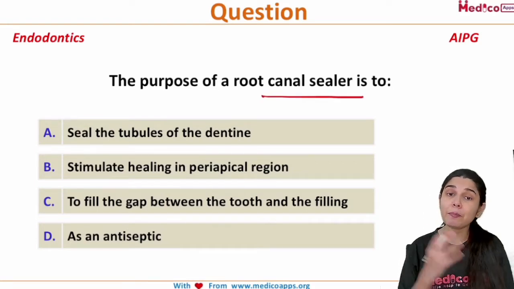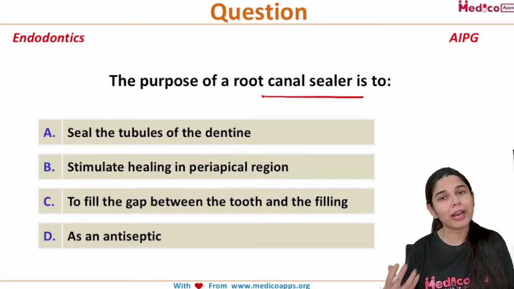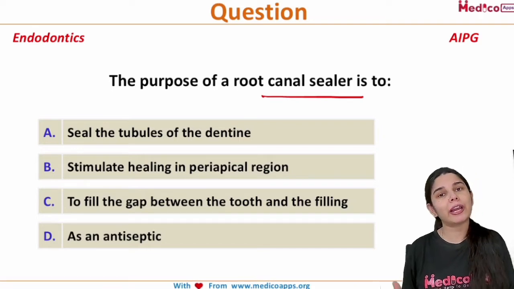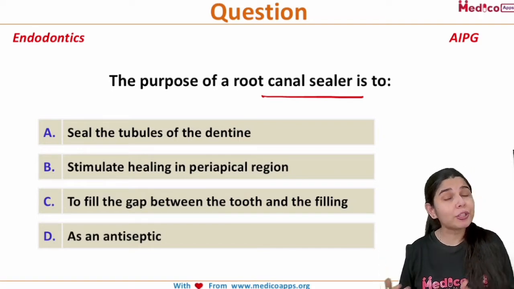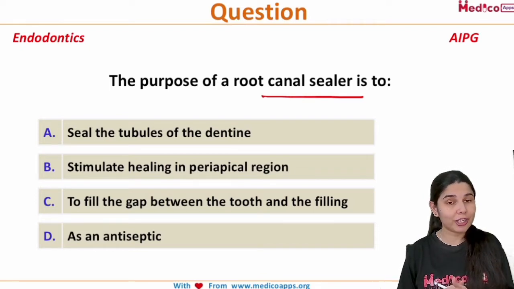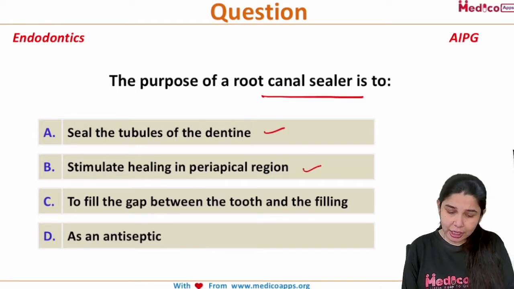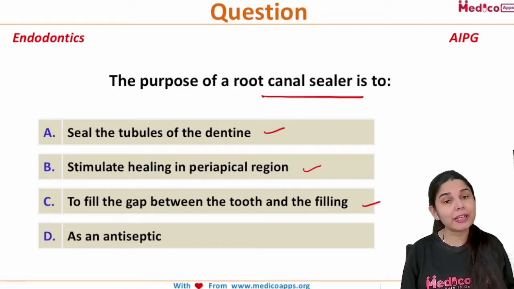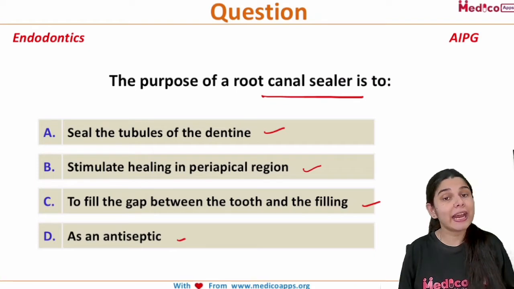Now, the key point here is that you should know what exactly a root canal sealer is, and what the purpose or function of a root canal sealer is. But before that, let's first discuss the options given in this question. Option A is seal the tubules of the dentin. Option B is stimulate healing in periapical region. Option C is to fill the gap between the tooth and the filling. And option D is as an antiseptic.